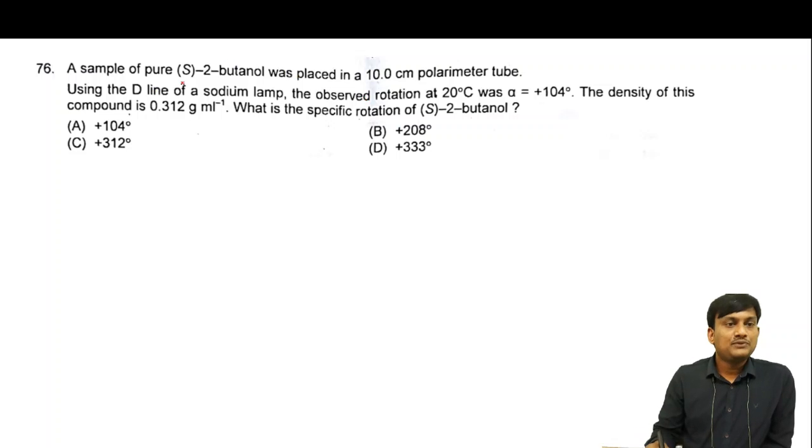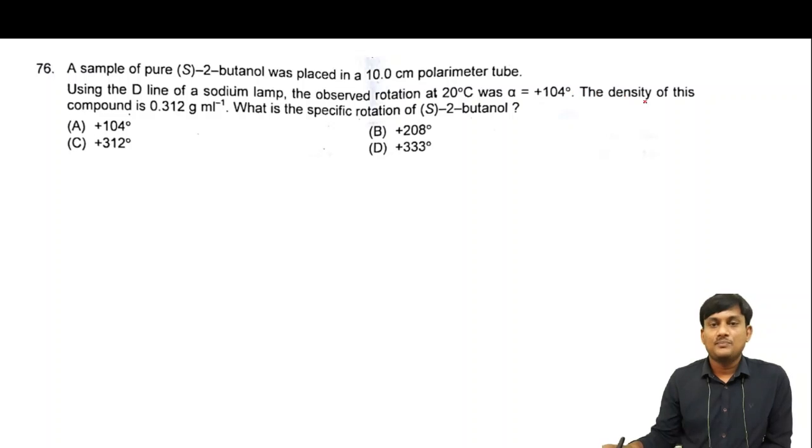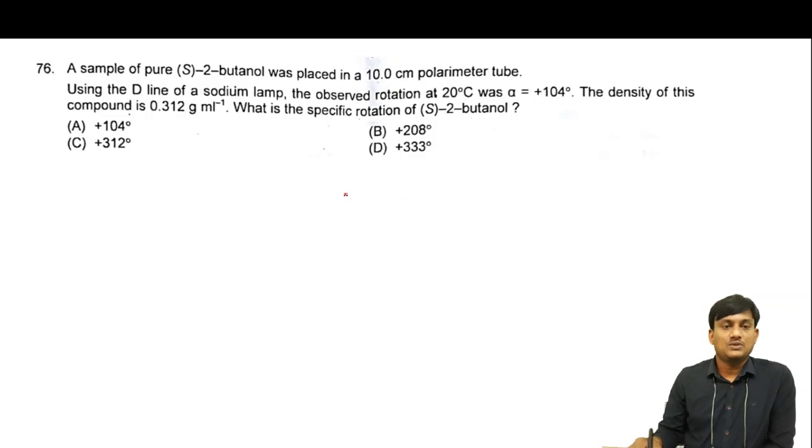A sample of pure S-2-butanol was placed in a 10 centimeter polarimeter tube using the D line of a sodium lamp. The observed rotation at 20 degrees centigrade was alpha equal to plus 104 degrees. The density of this compound is 0.312 gram per ml. What is the specific rotation of S-2-butanol?